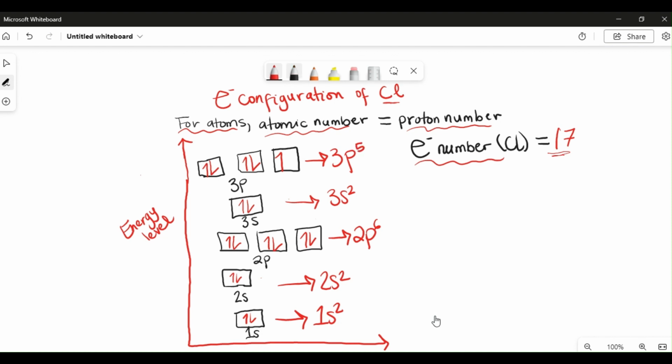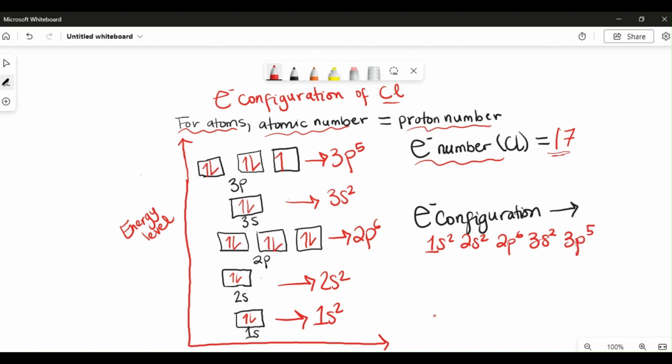3p5. So when we write all of this down, we know that the electron configuration for chlorine is going to be all of this information here, which is 1s2, 2s2, 2p6, 3s2, and then 3p5. So all of this is correct.